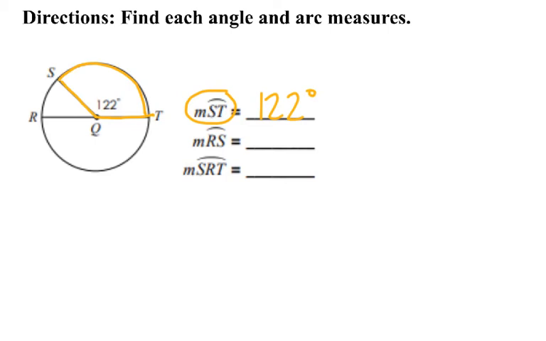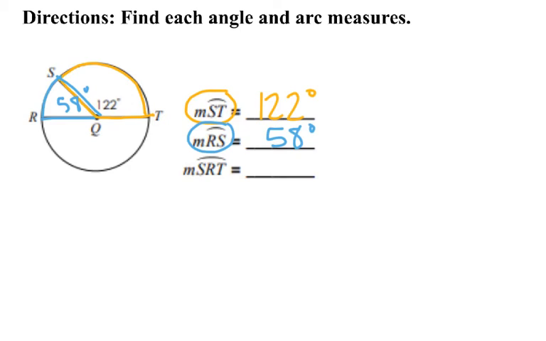All right, now I'm going to look at the minor arc RS, which is right here. So notice that the blue and the yellow make a semicircle, which is going to equal 180 degrees. So if I do 180 minus 122, I get 58 degrees right here. So that means the arc is also 58 degrees.